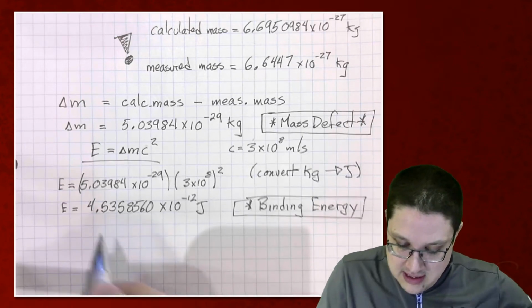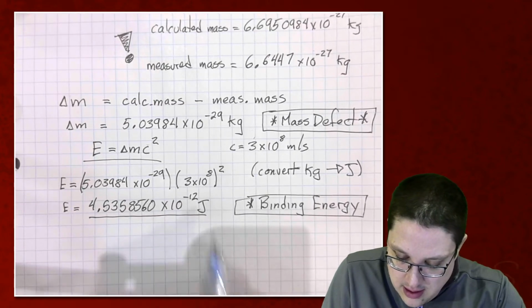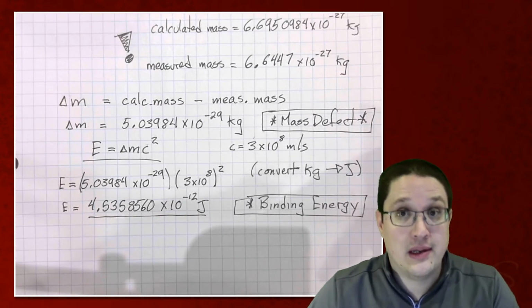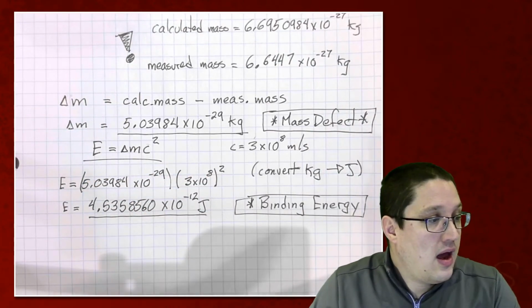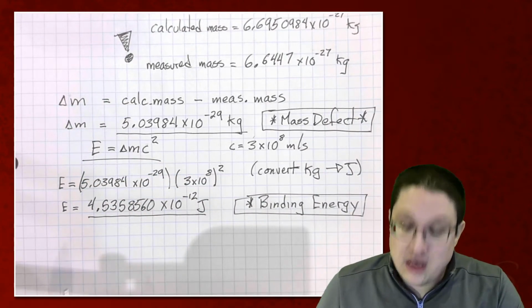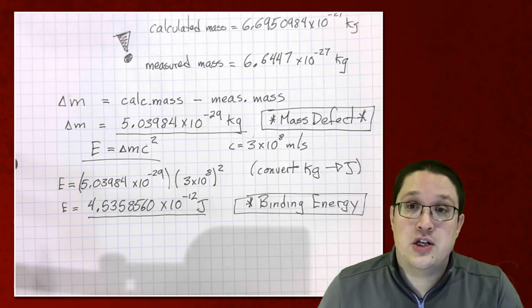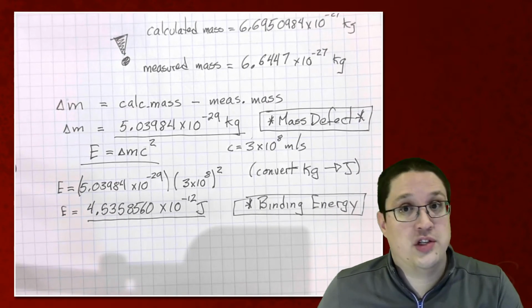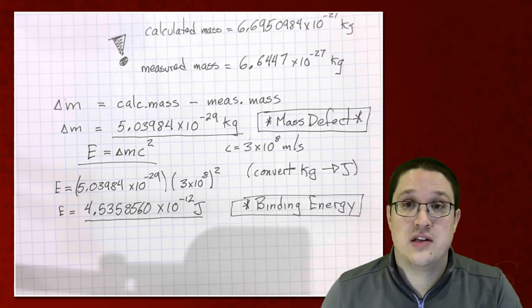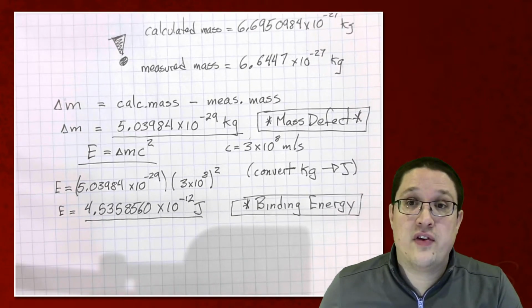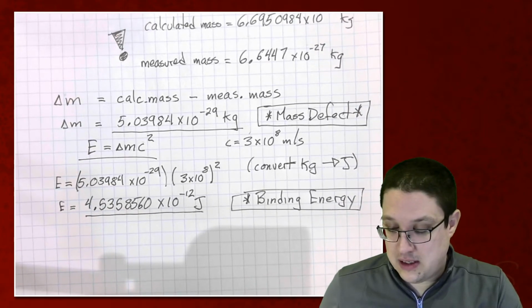Now, this here is expressed in joules. We can use other forms of energy here. So here's my mass defect. If I want to talk about my binding energy in another unit, which is very common, which is MeV, I can do that as well. So I'm going to convert this, and then we'll talk about what MeV means.